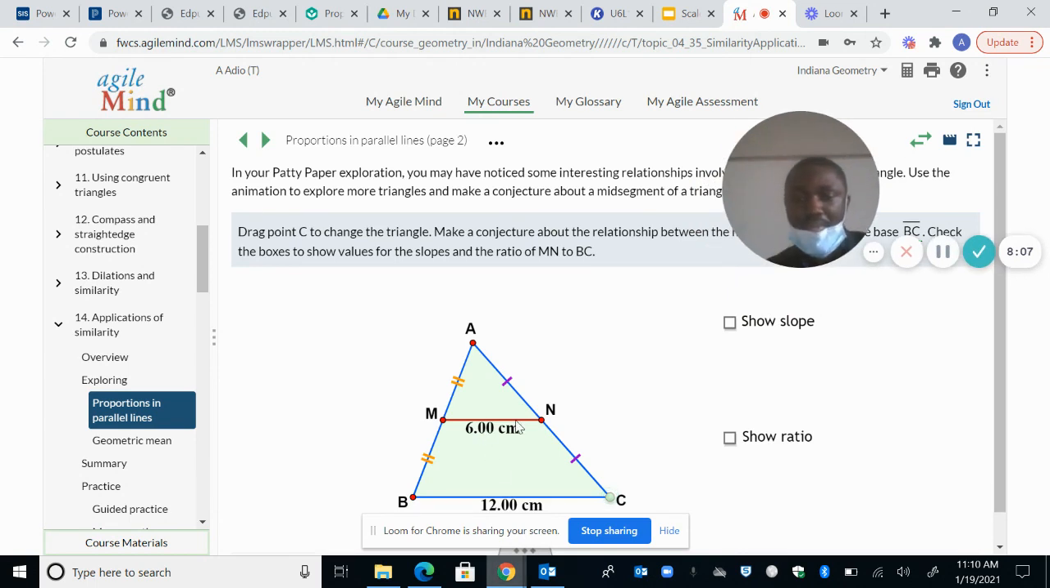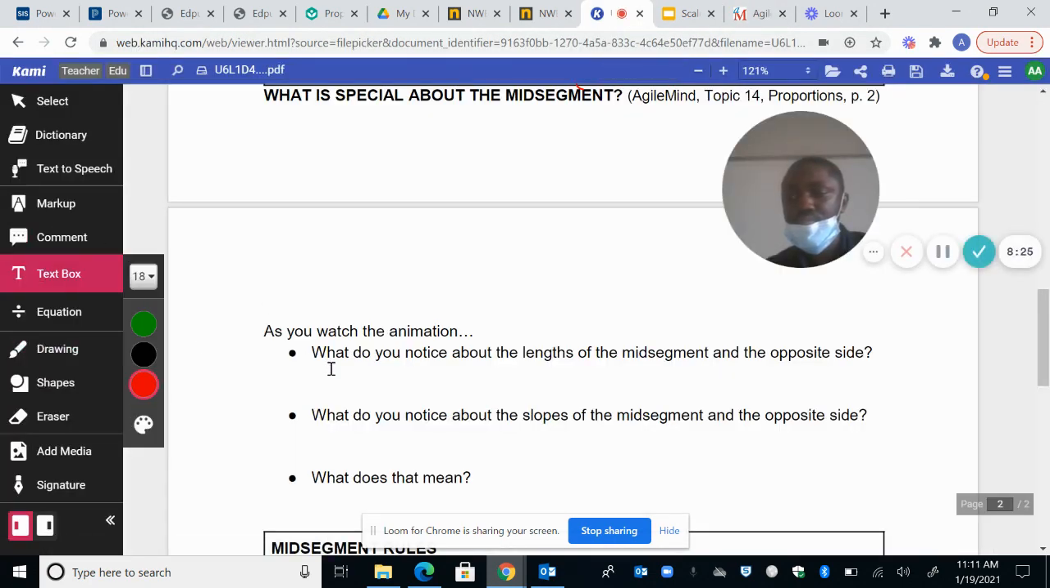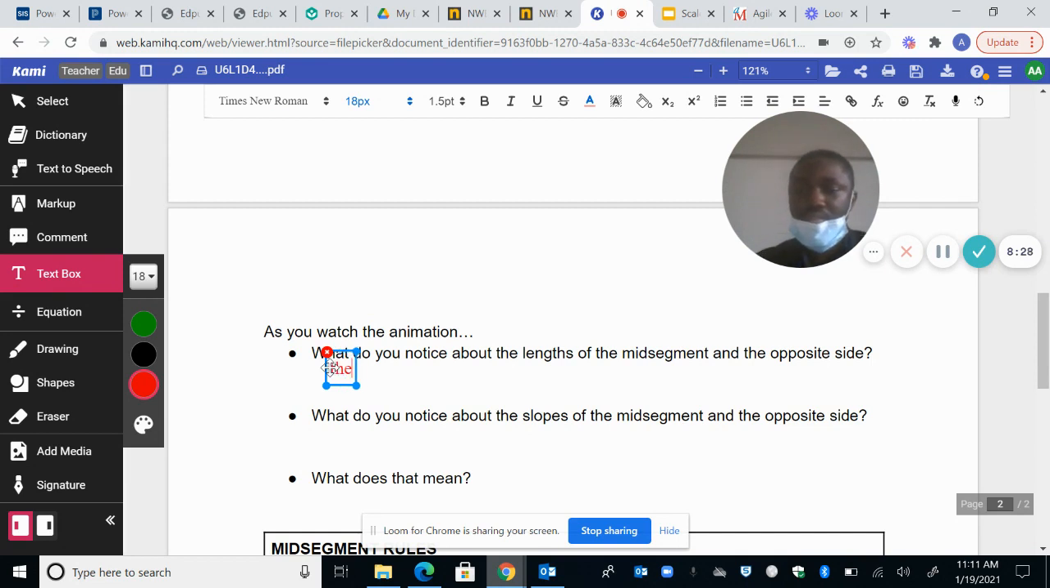As you can see, MN is the midpoint, BC is the opposite side, and MN is half of BC. If I augment, when my MN is 7, BC is 14, always half. So here we're going to say the mid segment is always half of the opposite side.